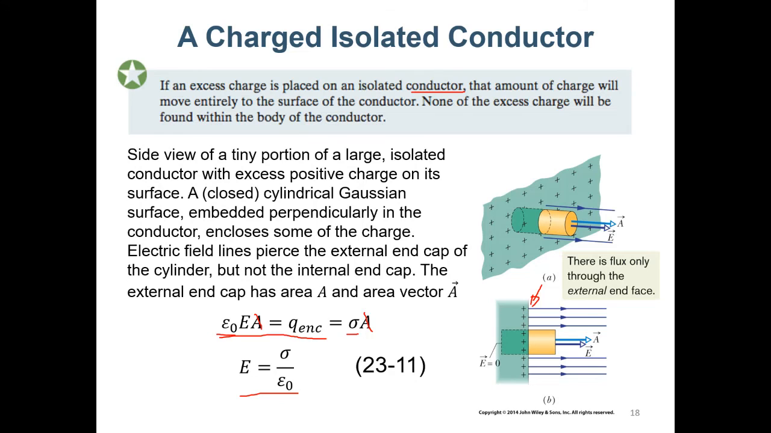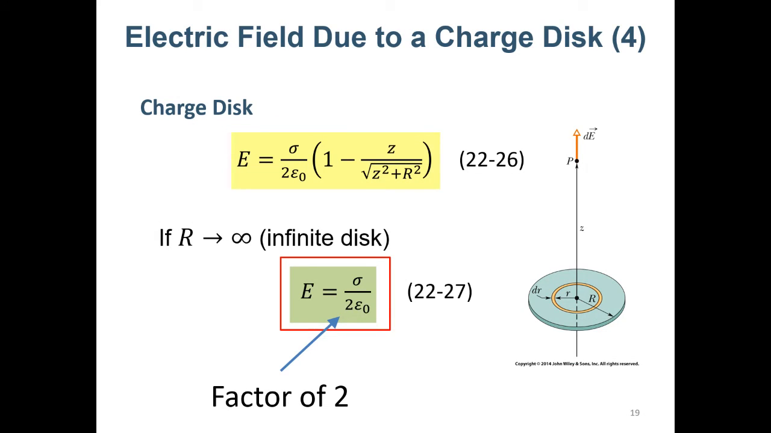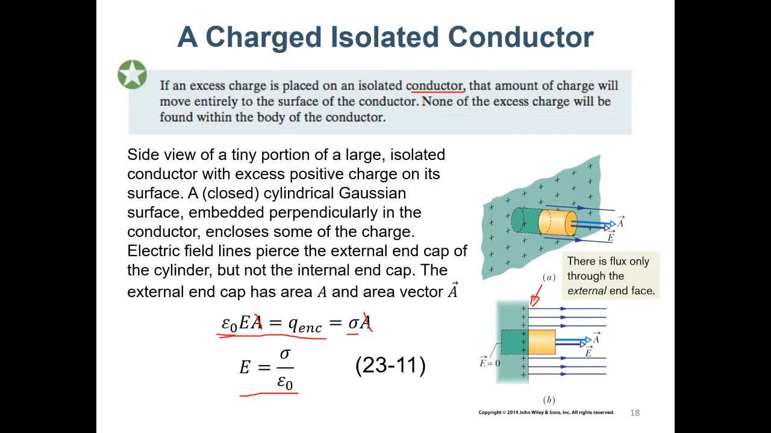So you may have a question. In the last chapter, we found E to be sigma over 2 epsilon naught. Where does this 2 go? Do they conflict with each other?